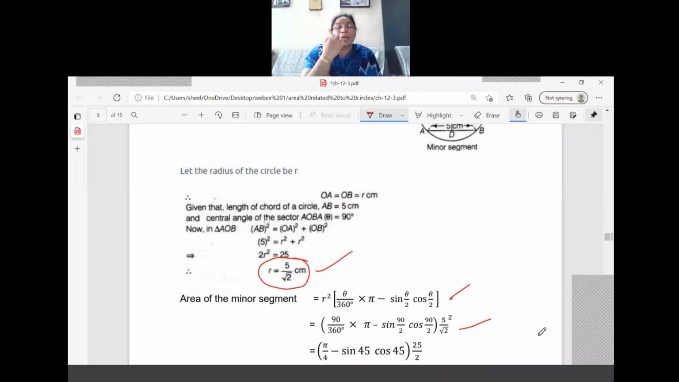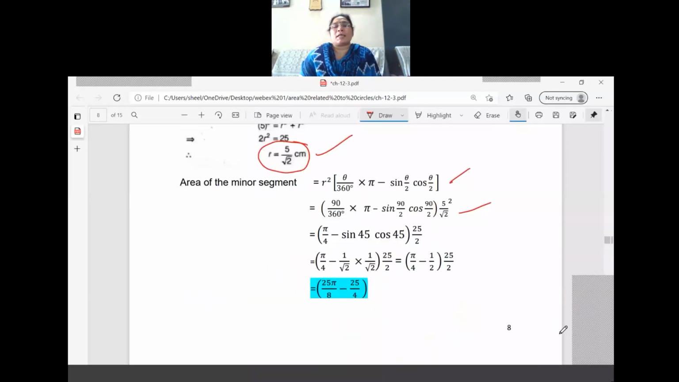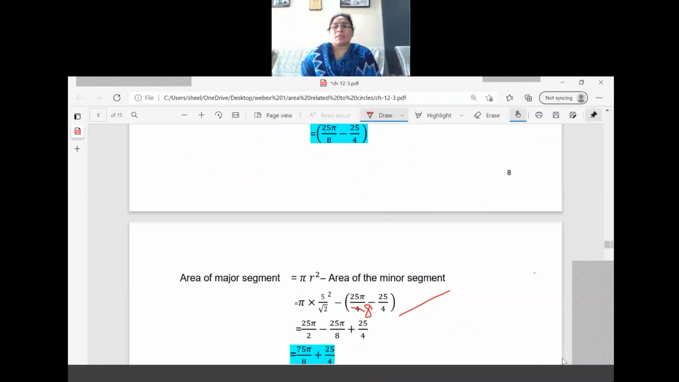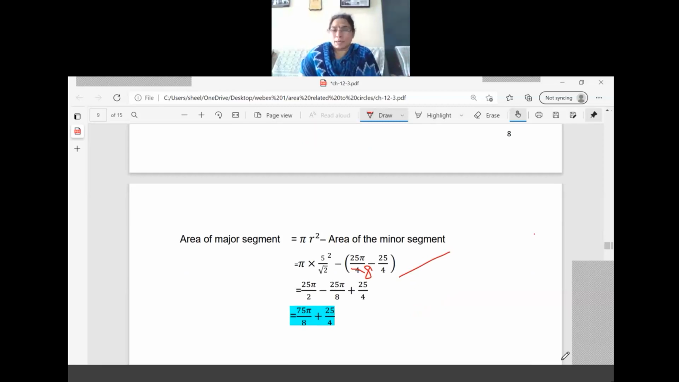What is the next step? Area of the minor segment. Normal formula only: R square into theta by 360 into pi minus sine theta by 2 cos theta by 2. After the simplification, what is the answer we are getting? 25 pi by 8 minus 25 by 4 only. What is the next step? Area of the major segment we have to calculate. Pi r square minus area of the minor segment. Here one correction is there. It is 25 pi by 8 only.